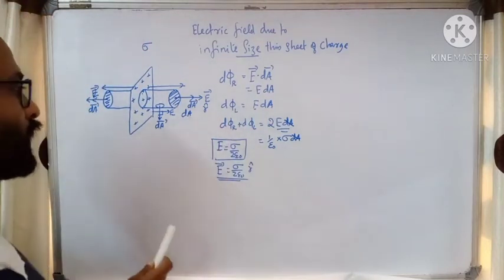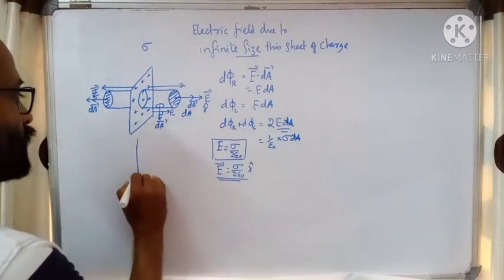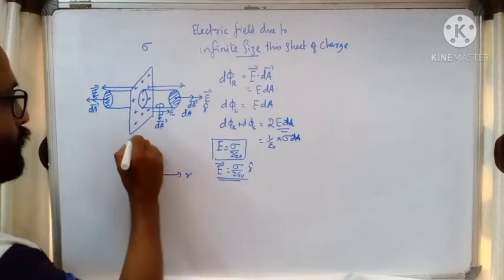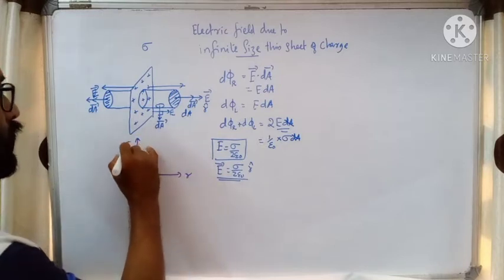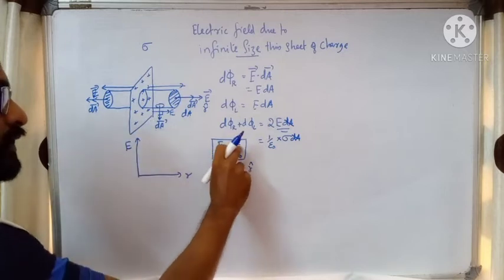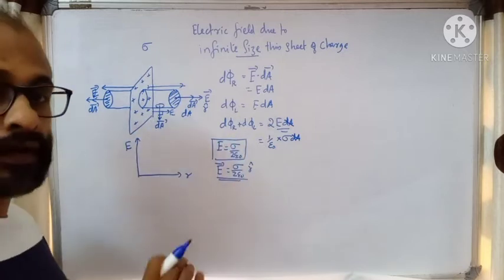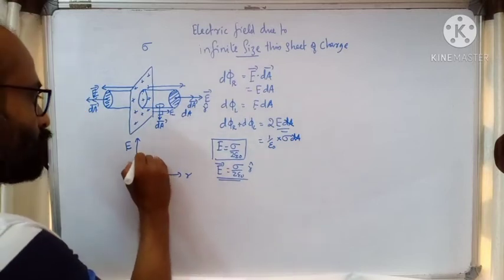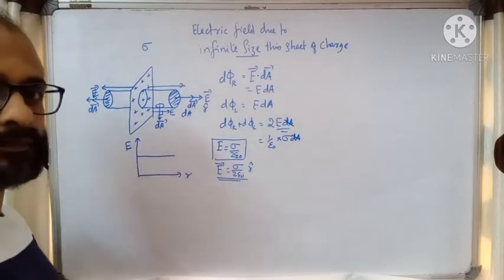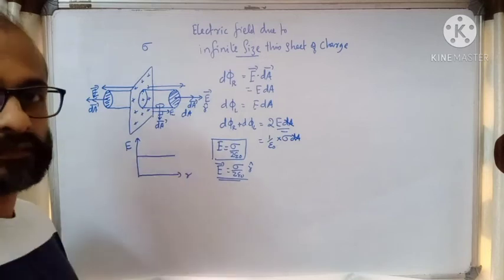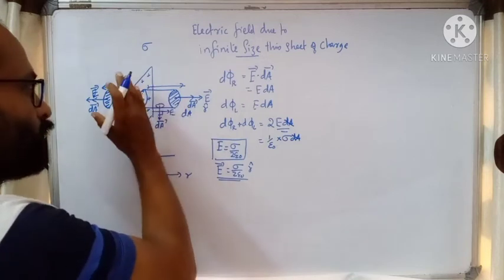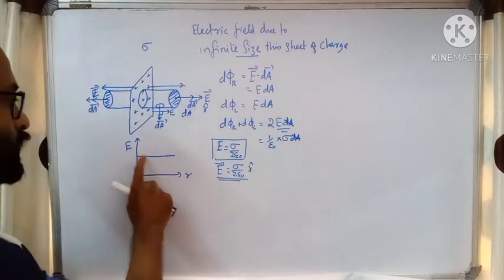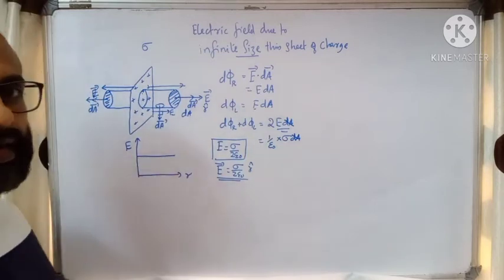Now we need to plot a graph. We need to see the variation of electric field with distance. See, R is taken along the x-axis, electric field along the y-axis. We know that in the equation, there is no term relating to the distance. So we can say, whatever may be the distance, the electric field has a constant value. At each and every point, if you move far away from the thin sheet, the electric field will be constant. So we will get a horizontal line.